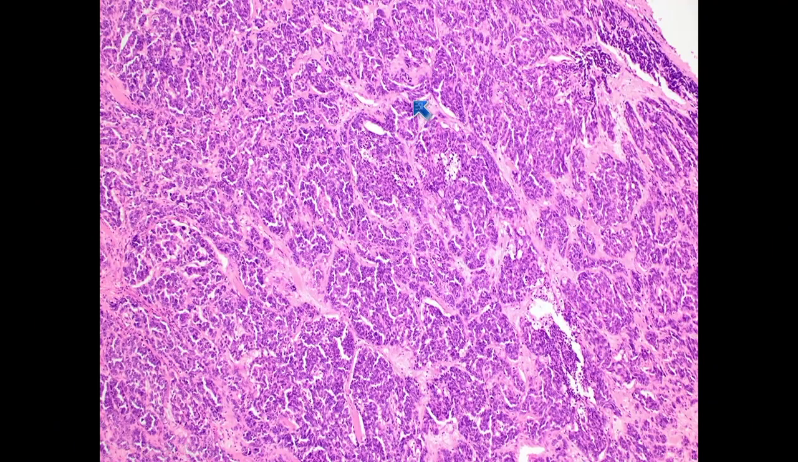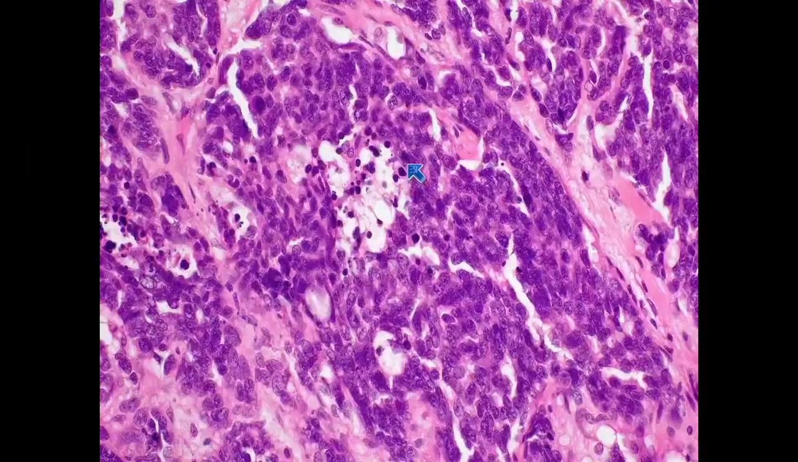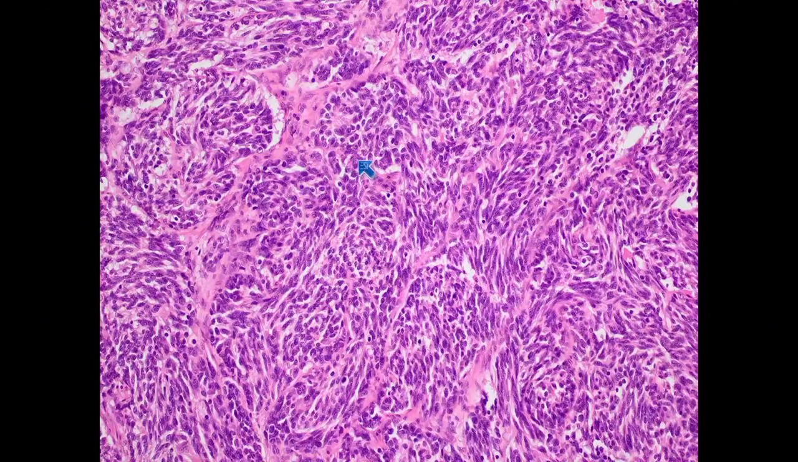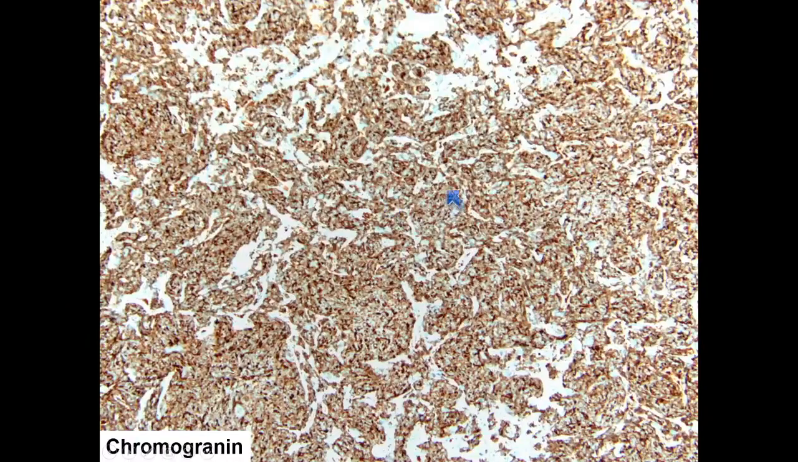Pathologically, we see little nests of rather hyperchromatic cells. If you look a little bit closer, you can see there's some cytologic atypia. There's what we would call punctate necrosis, as well as some single cell necrosis here. There were areas of it that were quite spindled, you can see here. And it was diffusely positive for chromogranin, especially in that spindled area.